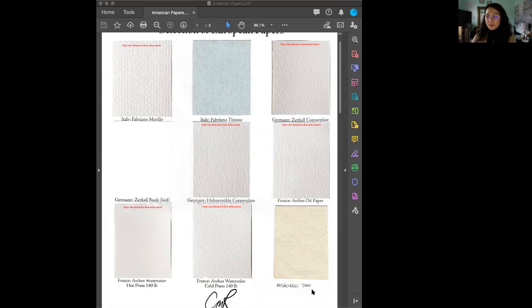So for Amsterdam, the Zaan paper right here, that impression comes from the towels that are between the layers of paper as they're drying. So over here, for the Arches papers, there are 3 types of watercolor paper surface textures. Hot pressed is smooth, and cold press has some texture, and rough is the absolutely most textured.